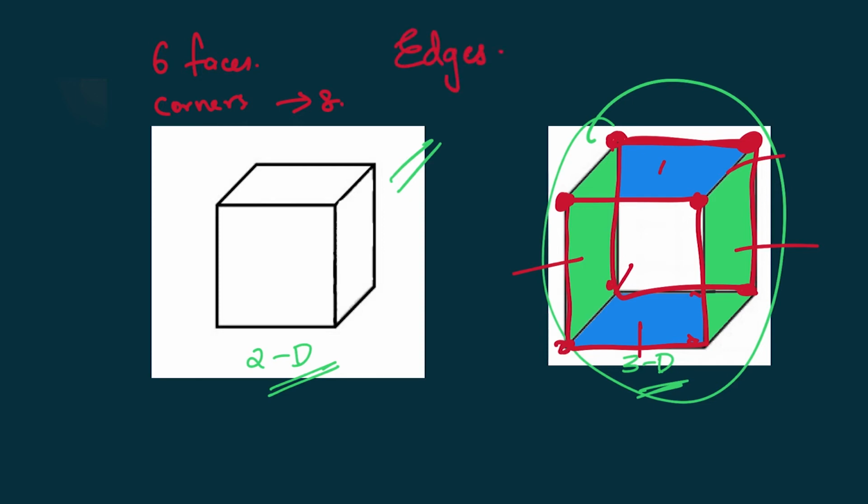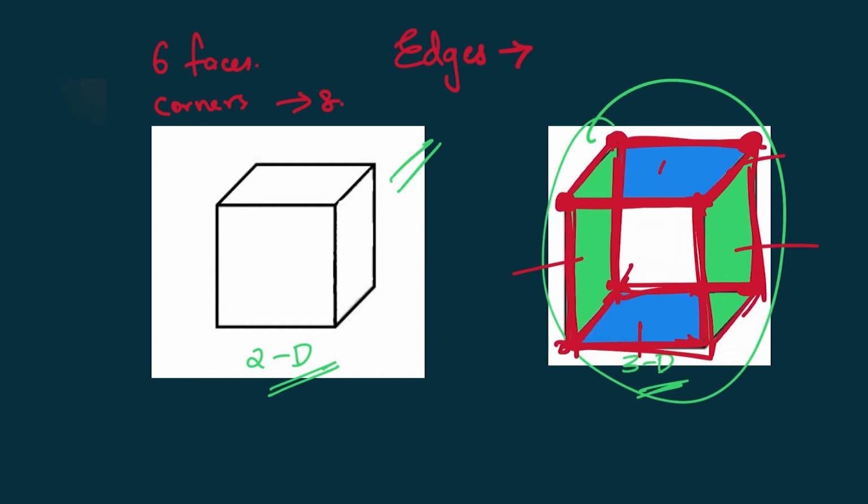Edges. Coming to edges, what is an edge? A corner connecting the other corner. So this part becomes an edge. 1, 2, 3, 4, 5, 6, 7, 8, 9, 10, 11 and 12. So totally there are 12 edges in a cube. Remember this concept. In further problems, you have to solve problems based on these factors like faces, corners and edges.